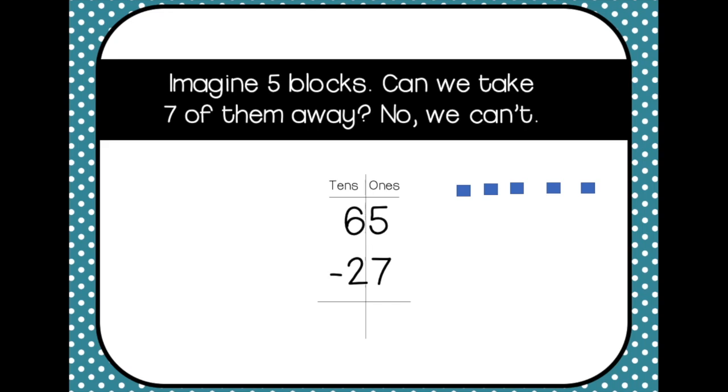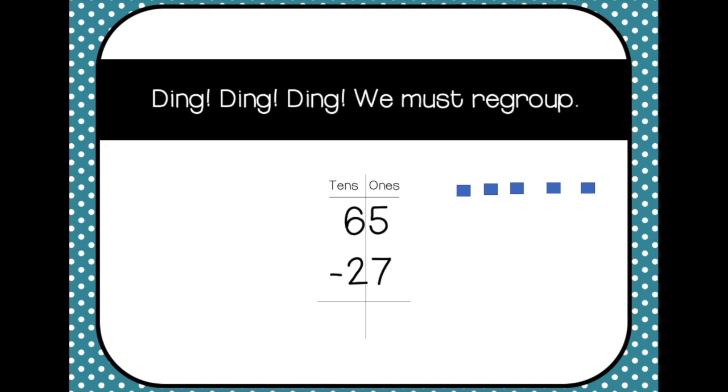No, we can't. So some kids, their brain will automatically flip these numbers and they'll do 7 minus 5 is 2. But if you do that, you're going to get the wrong number. So always imagine this number in your mind and then think, can I take that many away? Ding, ding, ding, we must regroup.